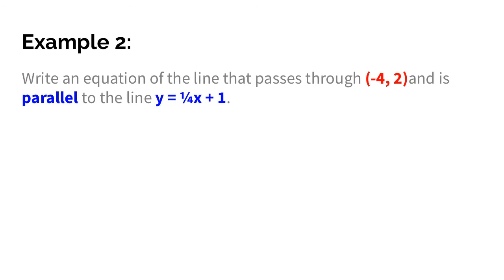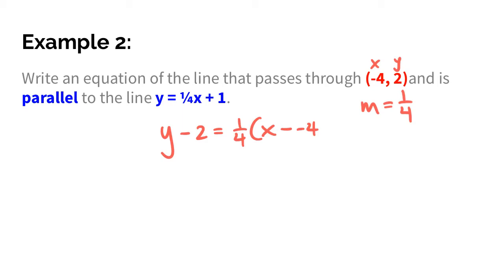All right, same thing here. I'm just not going to draw the sketch, but we have our line of 1/4 x plus 1. We pass this through the point of -4, 2. So again, if it's parallel, then I know that the slope of my new line also has to be 1/4. So using point slope form, I'm going to plug in my x and y value and my slope. So y minus 2 would equal 1/4 of x minus -4.